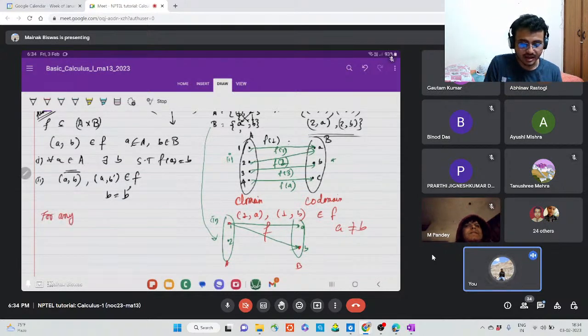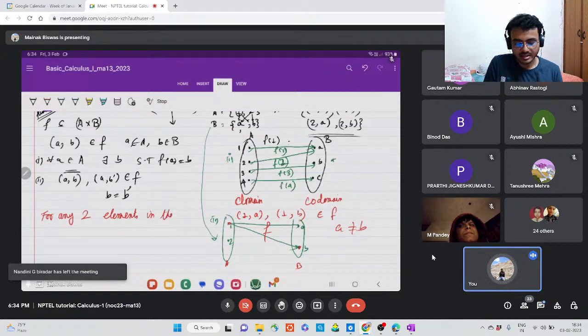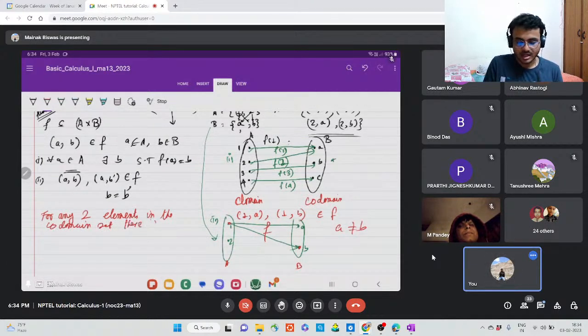For any, this is the graphical interpretation as many of you were asking. Any two elements in the codomain set, there cannot be one element in the domain set. Is this statement clear?